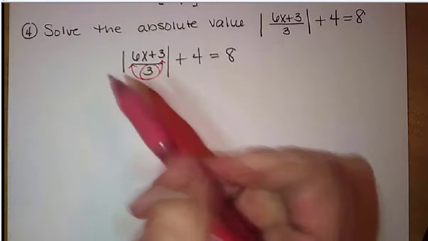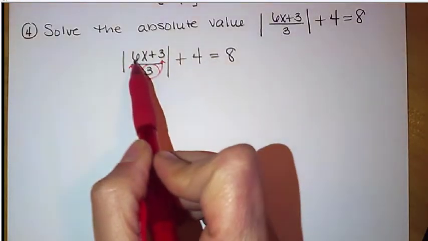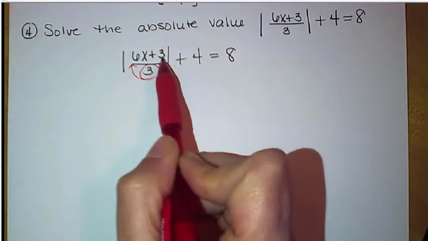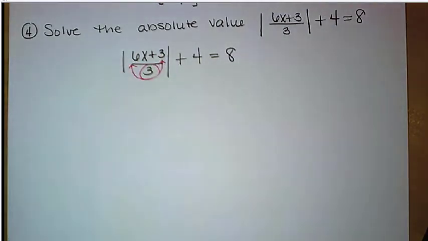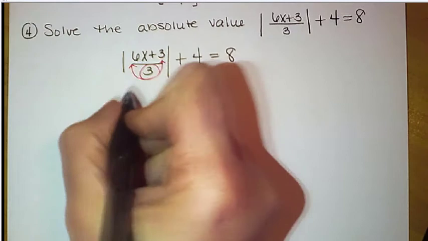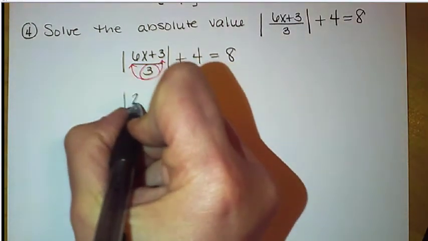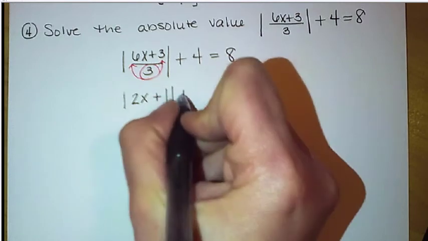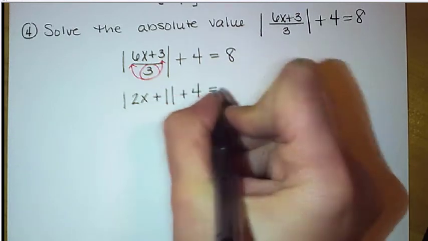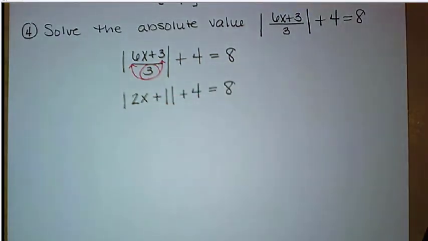But we are going to take this 3 and divide it into the 6, and also divide it into 3, which will get rid of this big fraction in the problem, and we won't have to work with it anymore. So this is going to become the absolute value of 2x plus 1, plus 4 equals 8. So now we have that. It's a lot nicer to work with. You don't have that large fraction inside your absolute value.